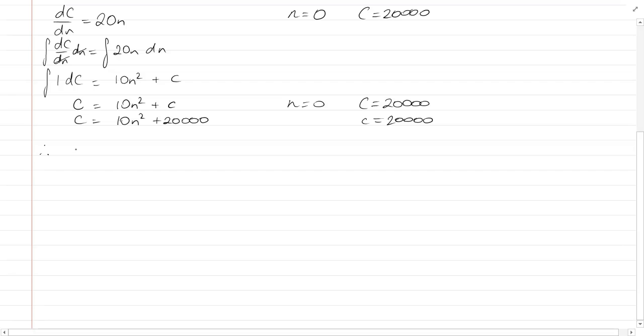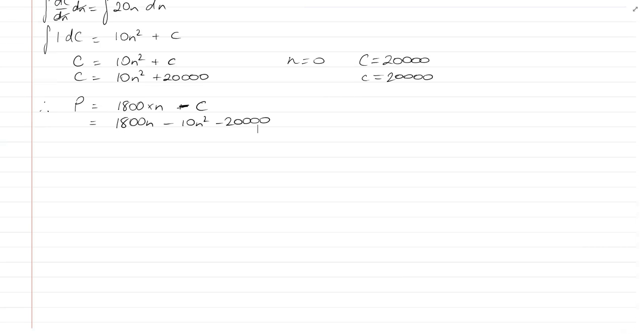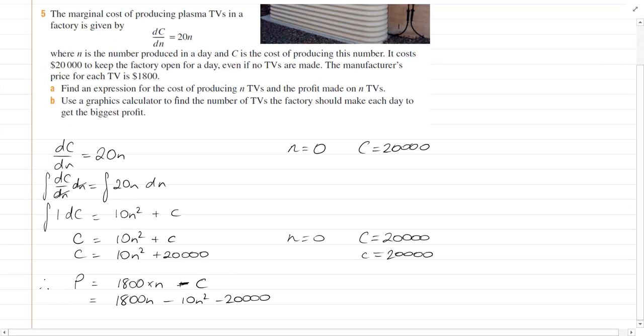So therefore the profit will be the sales, which is $1,800 times the number of TVs, minus the cost, which will be 1,800n minus 10n squared minus 20,000. And that is the profit overall. So now we have a function, and you're being asked to find an expression for the cost and profit, which we've now done in terms of n.